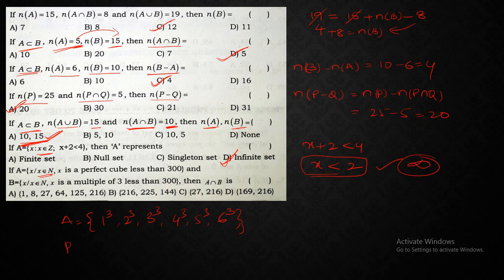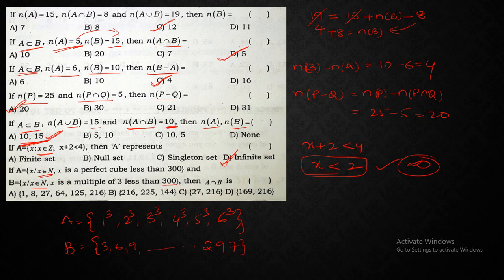Next, set B is what he has given. x belongs to natural numbers and a multiple of 3 less than 300. So multiples of 3 less than 300. So what are the things? 3, 6, 9 and so on. Before 300 what are you going to get?